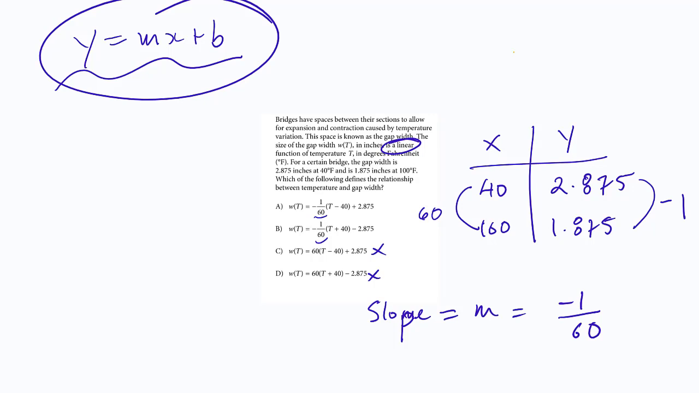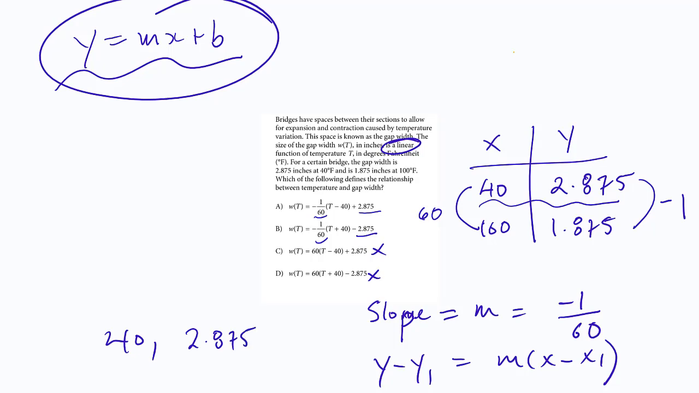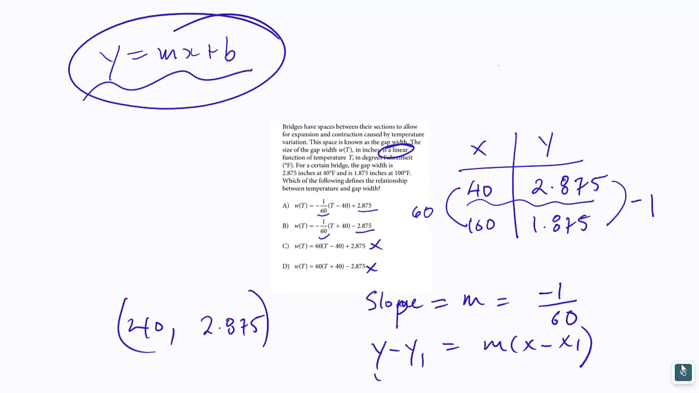Now, by a clear analysis, I'm going to use this coordinate to figure out which equation it will be. Now, if I use point slope format, which is y minus y1 equal to m times x minus x1, and using the coordinate 40, 2.875, I realize that this here is my x1, this is my y1. So y minus 2.875 equals my slope, which is -1 over 60, times x minus my x1, so that's going to be -40.